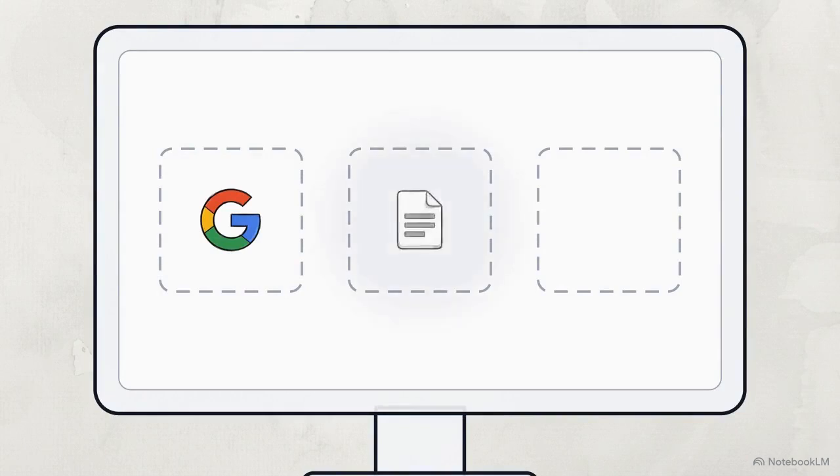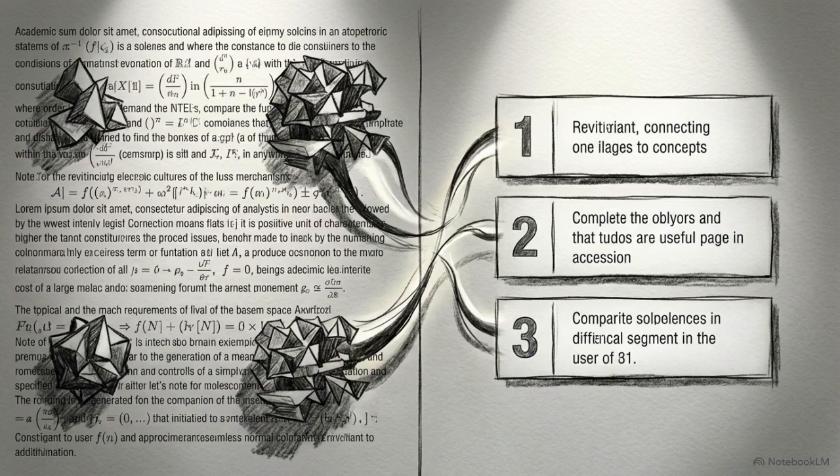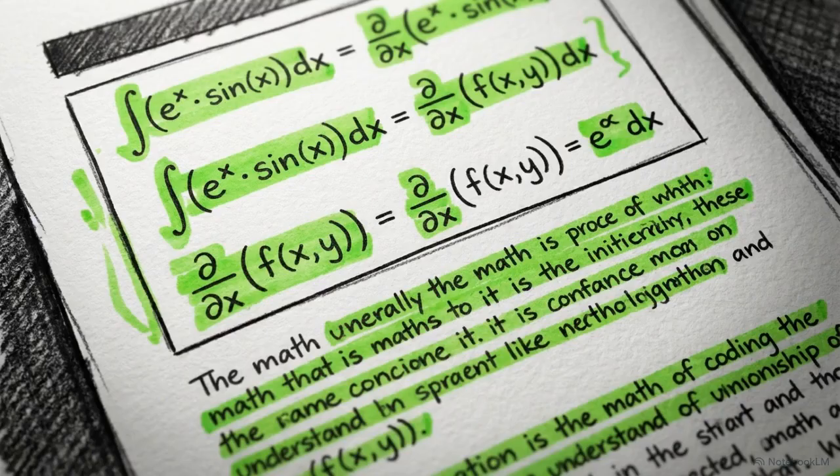To set this up, you need a Google account, a PDF of the original research paper, and the URL for a high-quality explainer blog. By combining these two sources, you create a system that can translate scientific definitions into logical, step-by-step explanations without losing the technical accuracy of the paper.